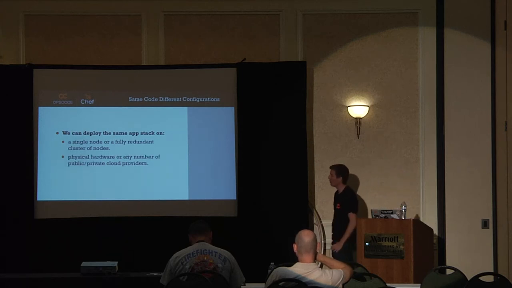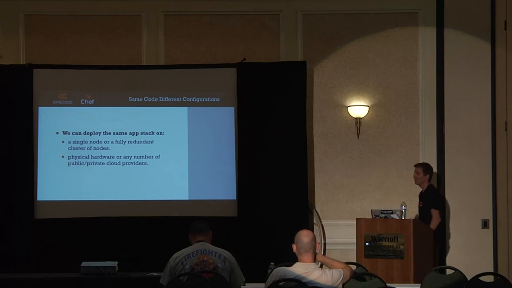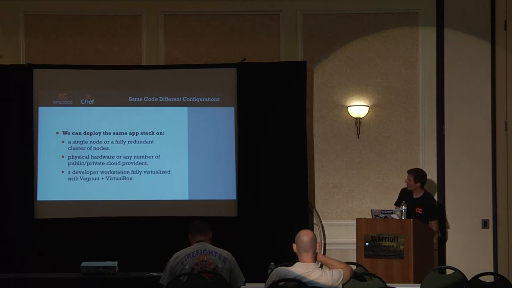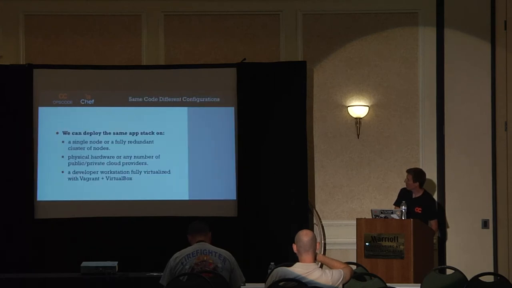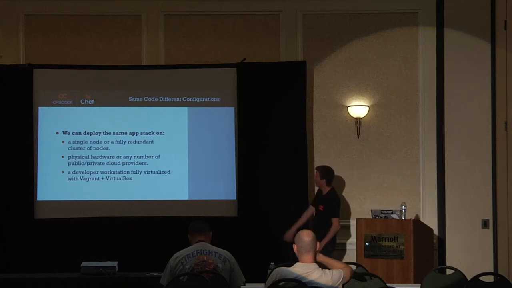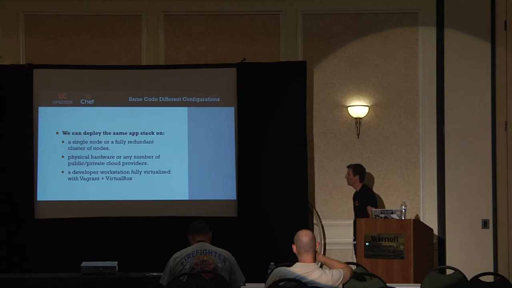We could use the same code to provision things on physical hardware or any number of public or private cloud providers. So most of your Chef code is going to be able to run on any different hardware running anywhere. It doesn't matter if it's public, private, cloud, or physical. And we'll look at some of the commands you do to provision things differently. And the last thing that's really interesting is we can take that same run list and provision a developer workstation with a fully virtualized Vagrant and VirtualBox setup for doing their testing and debugging.